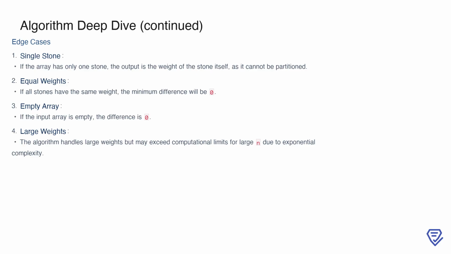For example, if there is only one stone in the array, it is impossible to partition it into two subsets, so the output is simply the weight of the stone itself. If all stones have equal weights, the absolute difference between the two subsets will always be 0, since they can be perfectly divided. An empty array is another edge case, where the result is trivially 0 because no stones are present to partition. Lastly, while the algorithm handles large weights correctly, the exponential time complexity becomes a limiting factor as the size of the input array grows, making it computationally infeasible for large values of n.